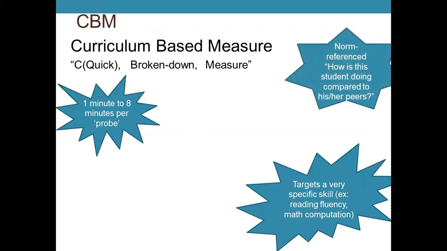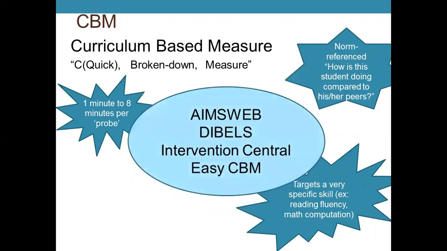And of course, it is norm referenced, so we can over time see how is the student doing compared to his or her peers over time. Are they starting to get closer and closer to that average range where their peers are performing, or are they staying kind of stagnant compared to their peers? So it gives us a good comparison measure for where we would hope that they would be to be on par with other students their age or their grade.